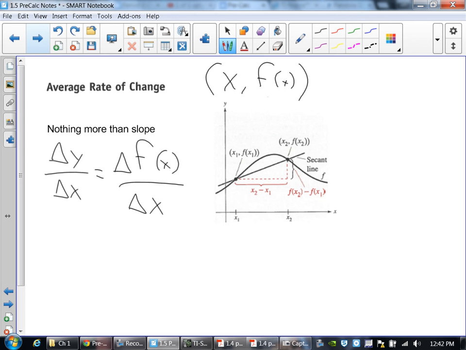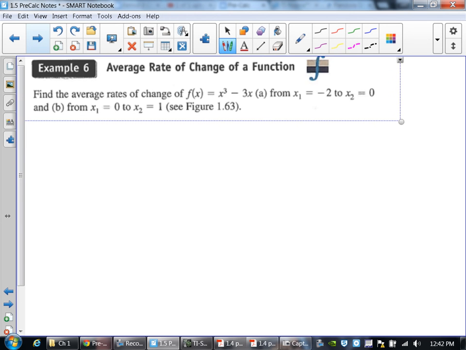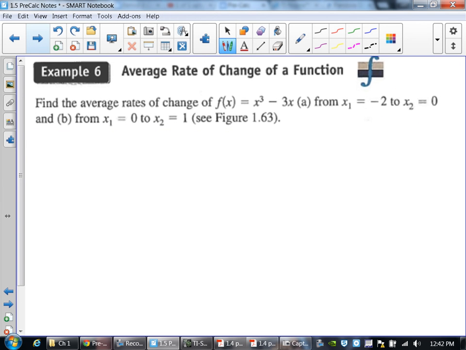Okay, so what I want to do is look at an example of how this works with values themselves. We have a function, f of x equals x cubed minus 3x, and they want to figure out the average rate of change from x sub 1 at -2 to x sub 2 at 0.